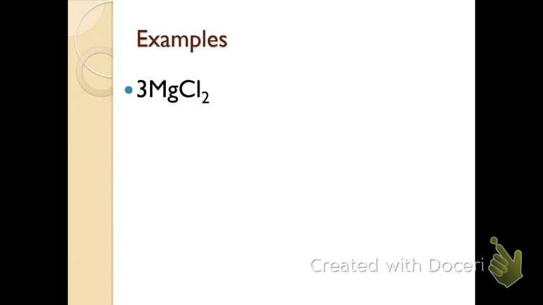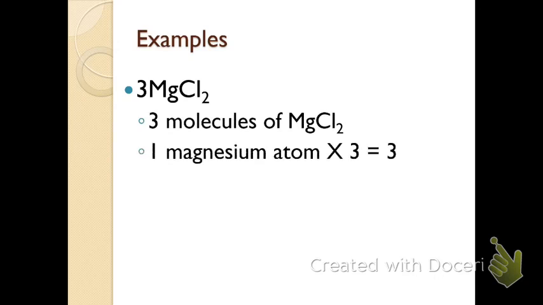This is magnesium chloride. There is a 3 in front of it, a coefficient, that tells us that that 3 now is 3 molecules of magnesium chloride. Each magnesium chloride has 1 magnesium, but since there are 3 molecules, there's a total of 3 magnesiums. And each magnesium chloride has 2 chlorines, but there's a total of 3 magnesium chlorides, so there's a total of 6 chlorines.